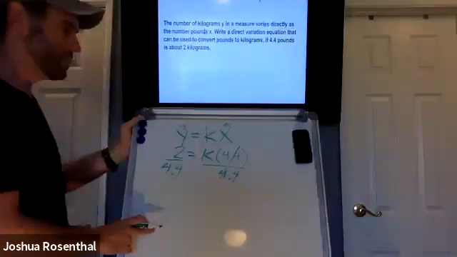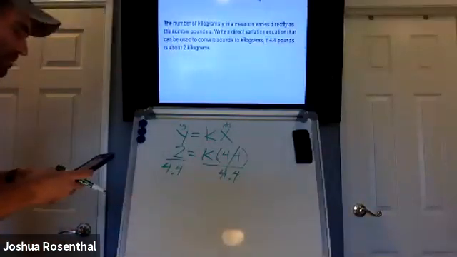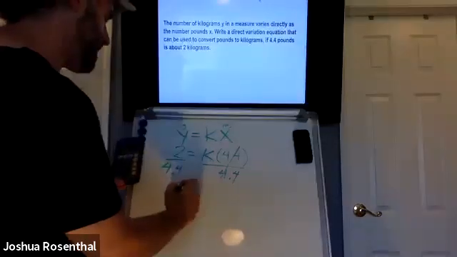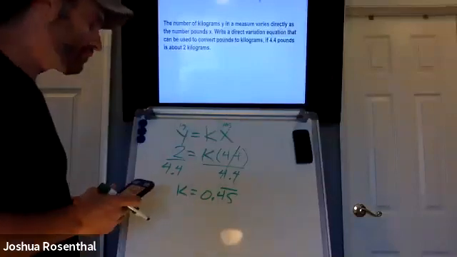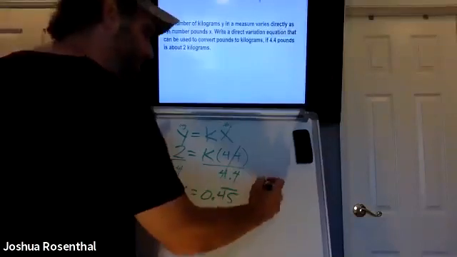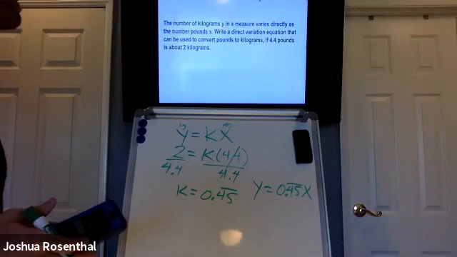Okay? And then you can use your calculator. 2 divided by 4.4 is 0.45 with a vinculum. Okay. So it looks like K is, yeah, like you said, that. So then my equation is this. That's what you multiply to the amount of pounds to get the amount of kilograms.